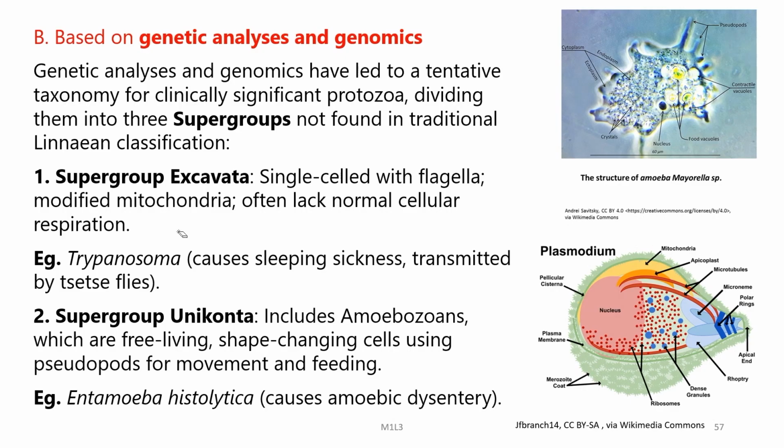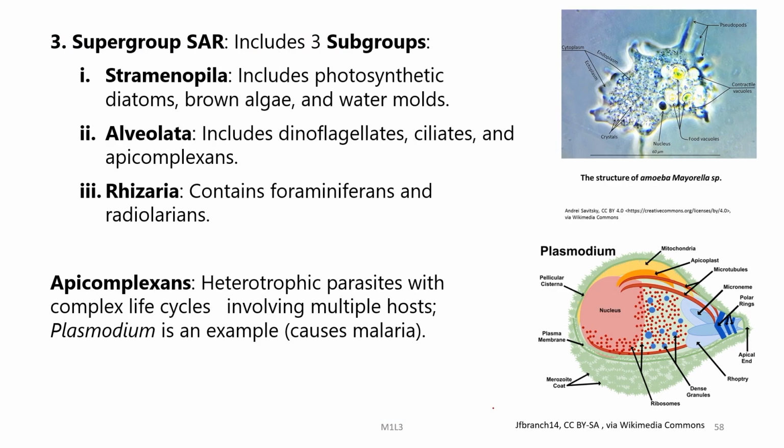The next supergroup is called Unikonta. These include amoebozoans, which are free living, shape-changing cells using pseudopods for movement and feeding. And we have here members like Entamoeba histolytica, which causes amoebic dysentery. The third supergroup is called SAR, and it includes 3 subgroups. The SAR comes from the first letters of the 3 subgroups and is therefore an acronym.